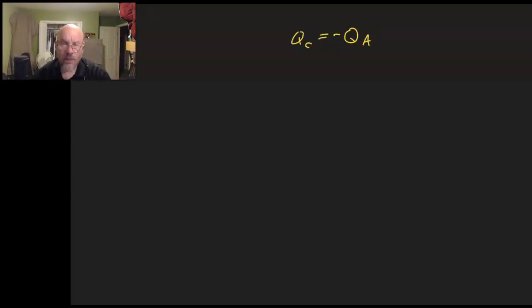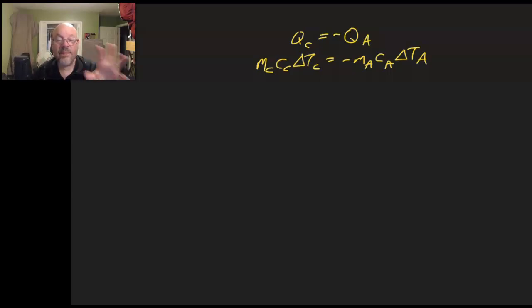So let's put our MCAT in here. Okay, gonna get busy. So MC CC delta T C is going to be equal to minus MA CA delta T A. Okay, there we go. Now, within delta TC and within delta TA is T final, so we're going to have to expand that just like we did a second ago when we were doing the aluminum block.